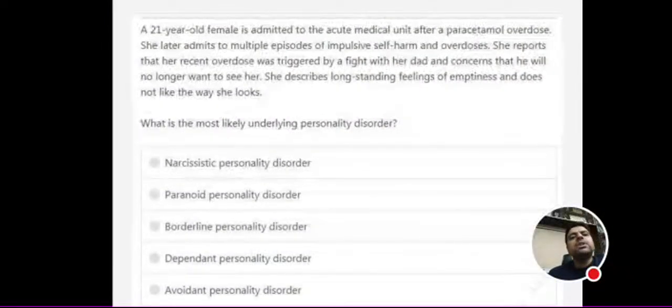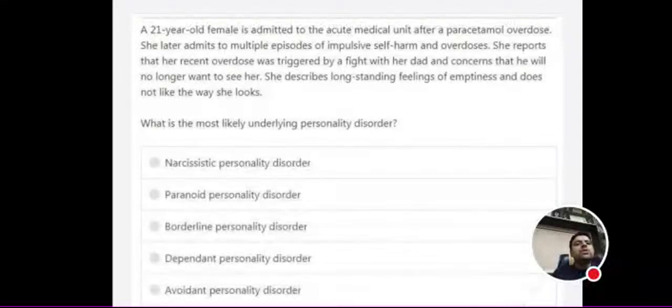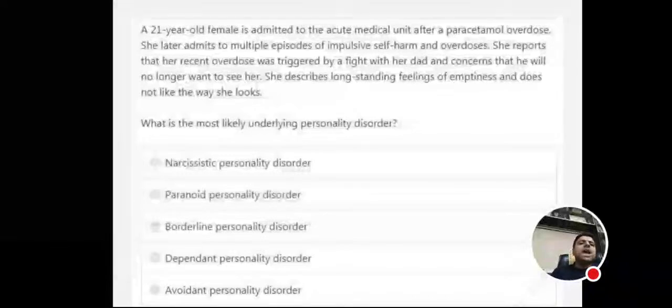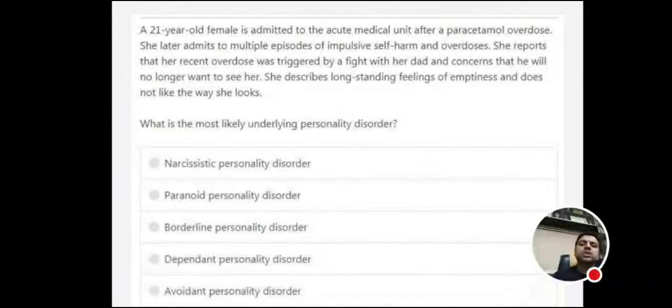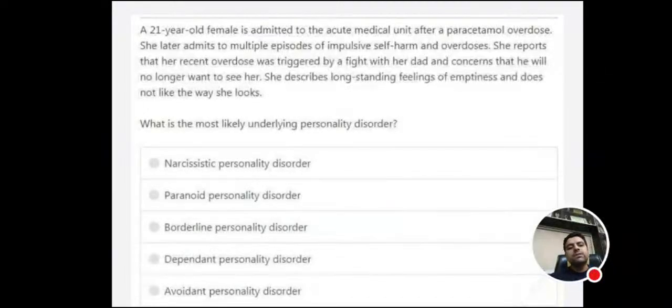A 21-year-old female is admitted to the acute medical unit after a paracetamol overdose. She later admits to multiple episodes of impulsive self-harm and overdoses. She reports that her recent overdose was triggered by a fight with her dad and concerns that he will no longer want to see her. She describes long standing feelings of emptiness and does not like the way she looks. What is the most likely underlying personality disorder? I explain every personality disorder individually. So what kind of personality disorder does this lady suffer from?